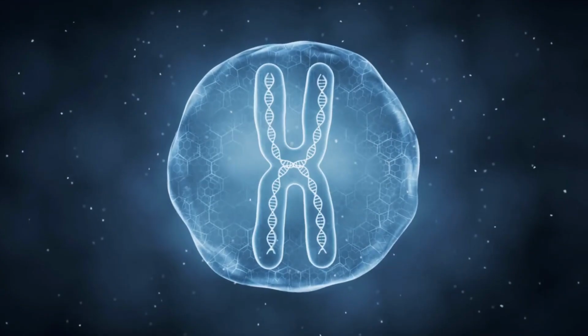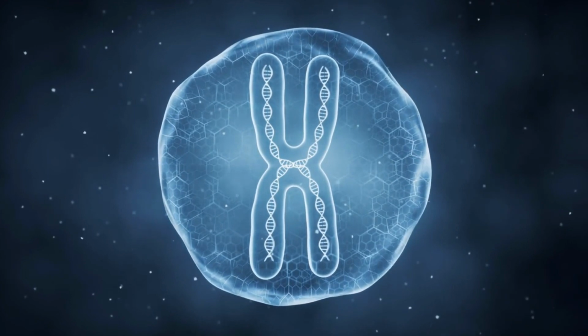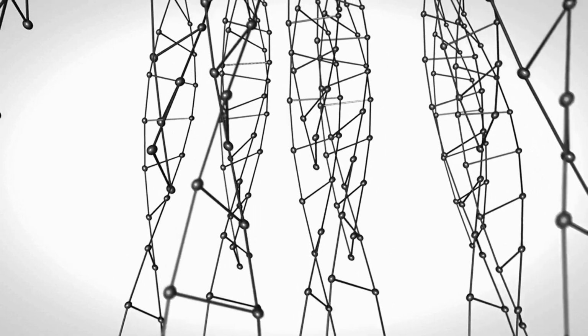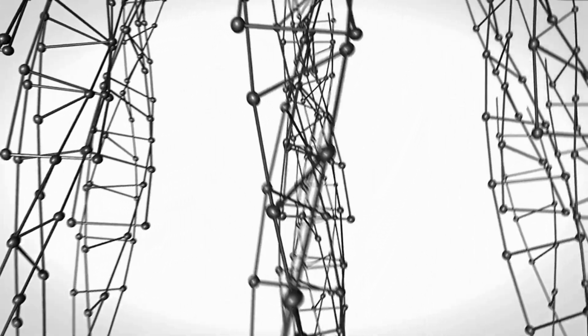Metaphase. In metaphase, the spindle fibers align the chromosomes along the equatorial plane of the cell. This alignment ensures that each daughter cell receives an equal number of chromosomes during division.